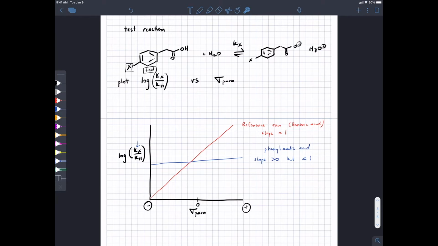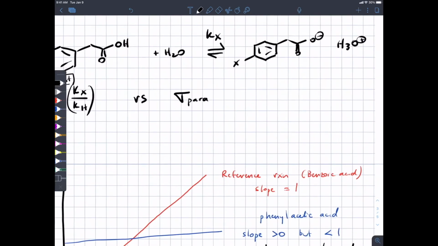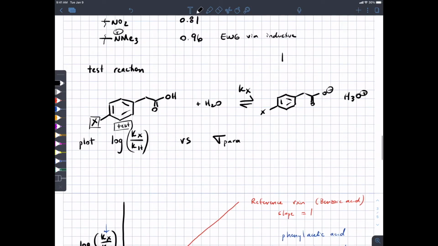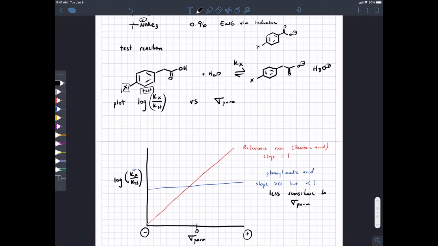Okay, is that consistent with what we expect? It's less sensitive to the sigma parameter. Can you explain to me why that might be the case? Any thoughts? And if it's useful, I'll draw the conjugate base of benzoic acid. Why should it matter less for the phenylacetic acid what the substituent is here? Yeah, Heather.